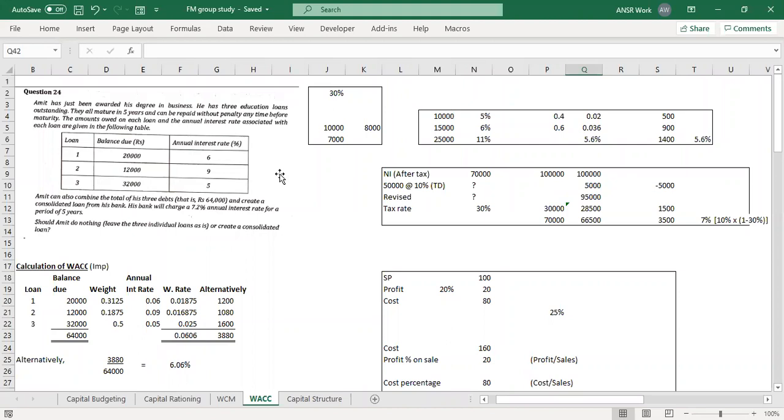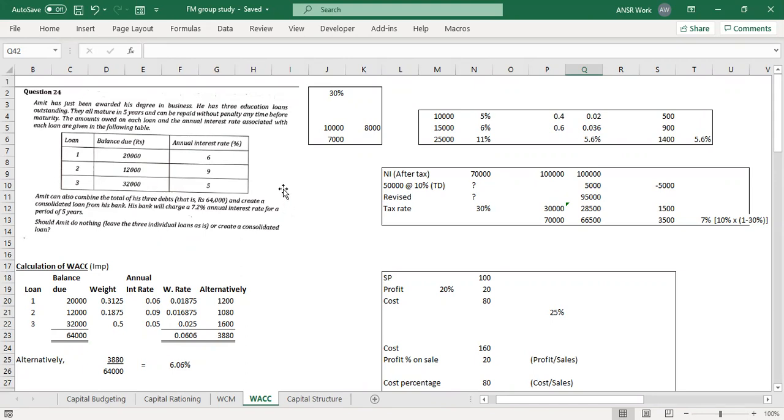So the balances for loans 1, 2, 3 are 20,000, 12,000, 32,000. Interest rates are 6, 9, and 5. Amit can also combine all 3 and get an annual interest of 7.2%, again for 5 years. Should Amit do nothing or create a consolidated loan?